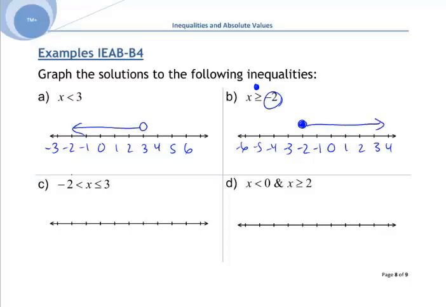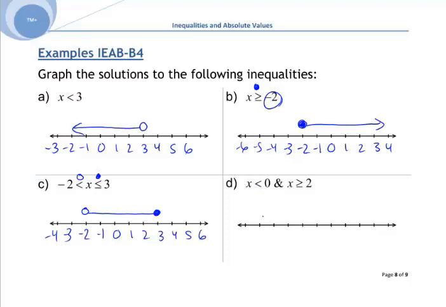The next one, we have a combination. So I need to make sure both of these values fit on the number line. So I put negative 2 here, negative 1, 0, 1, 2, 3, 4, 5, 6, negative 3, negative 4. So I have an open circle and a closed circle. An open circle at negative 2, a closed circle at 3, and it's anything in between.